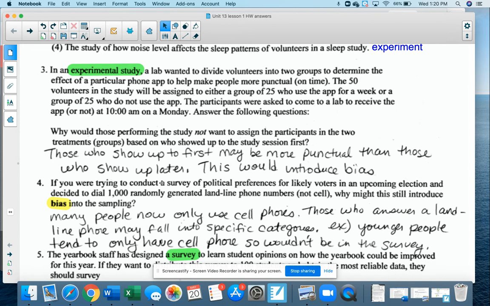Why would those performing the study not want to assign the participants in the 2 treatment groups based on who showed up to the study first? Remember, this is an app about people being on time or punctual. So the people who show up first may naturally be more punctual than those who show up later. So that would introduce bias. And bias is something that you have to be careful of when you're doing an experiment.